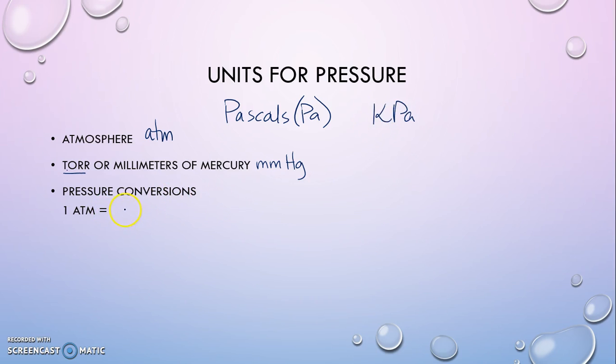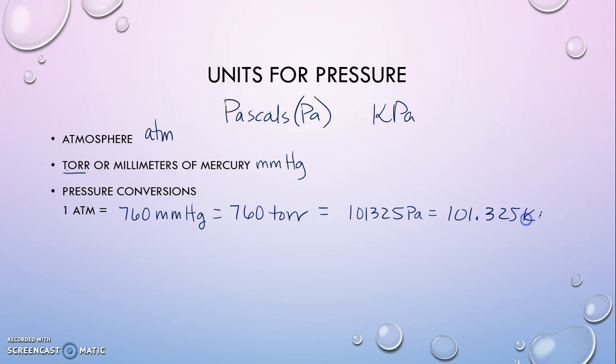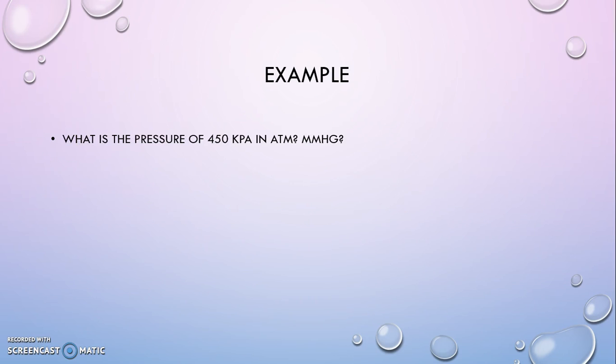So one atmosphere is equal to 760 millimeters mercury, which is equal to 760 torr. And that would be equal to 101.325 kilopascals. Okay, so get familiar with these. They are going to be your best friend through this unit because you'll have to do a lot of pressure conversions. Speaking of pressure conversions, here's one that we can try together real quick.